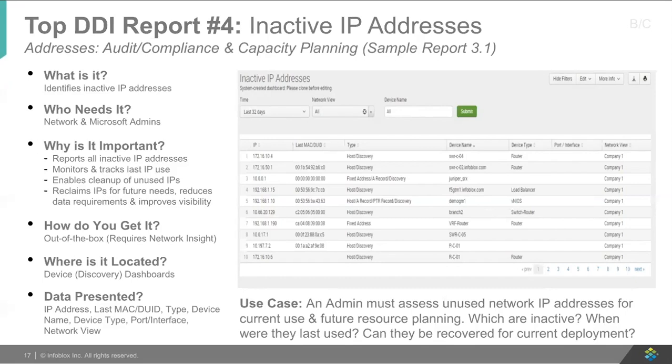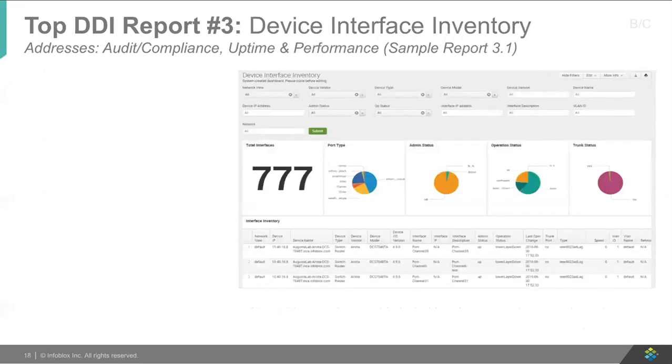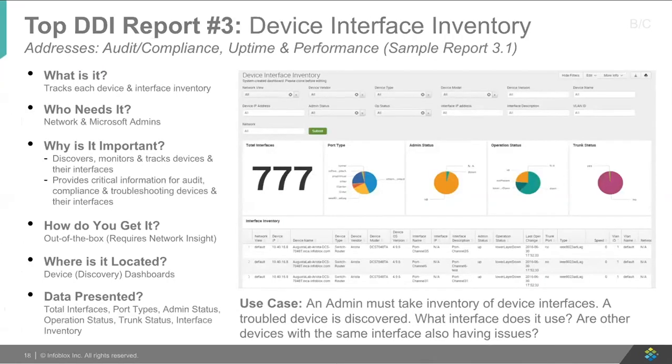How about report number 3? So this is an interesting one, right? This is the device interface inventory, again, addressing audit compliance and app uptime and performance. So the use case here is that if an admin has to take inventory of device interfaces, where would you go? Would you go to spreadsheets? With this solution, you could certainly quickly identify a troubled device and find out what interface it's using, and perhaps there might be other devices that have the same interface. Are those also having issues?